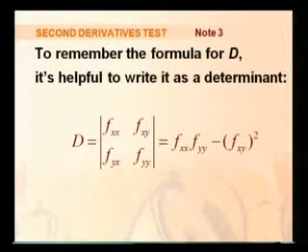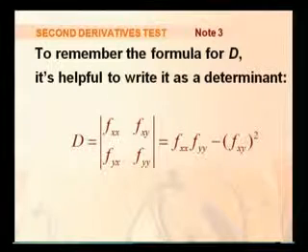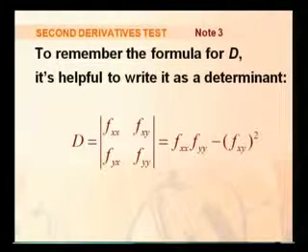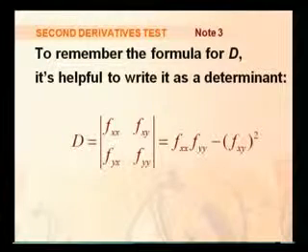So this is an easier method to remember this theorem, or we can say this formula for D. D is equal to fxx into fyy minus (fxy) squared. We can put it in a 2 by 2 determinant with fxx, fxy, fyx, fyy, and by expanding this 2 by 2 determinant we can find the formula for D.